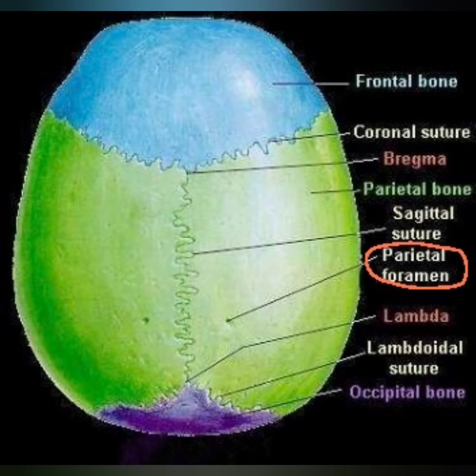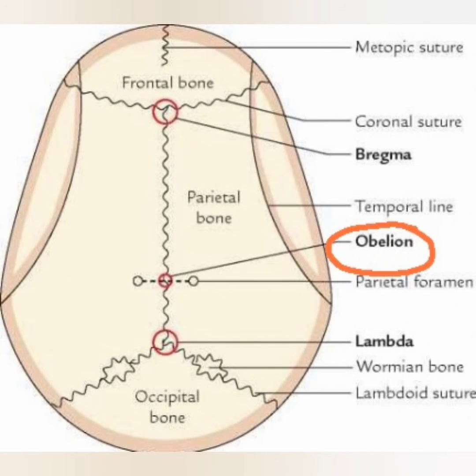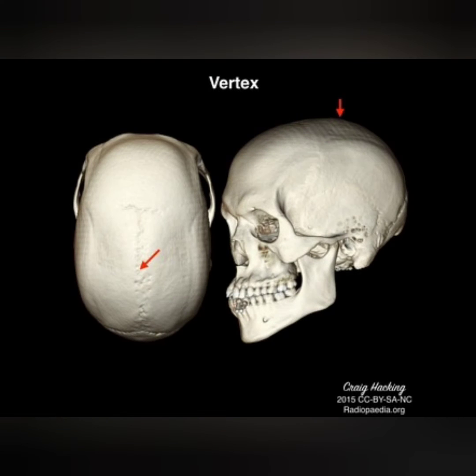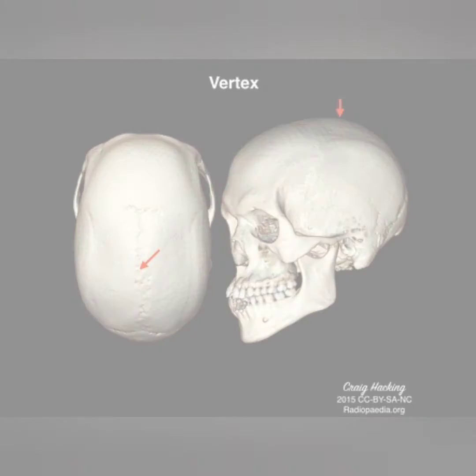In this diagram, we can see 2 more points. The parietal foramen on either side of the sagittal suture at the posterior aspect of the parietal bone, and the obelion between the 2 parietal foramina. We can also see the wormian bones along the lambdoid suture. They are abnormal ossicles that develop from extra ossification centers within the cranium. Here we see the vertex, the highest point on the sagittal suture.